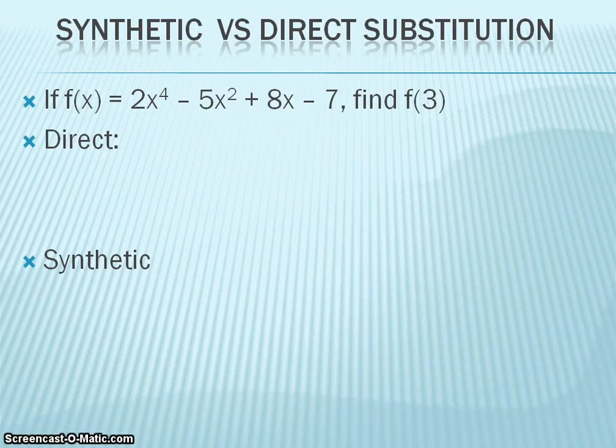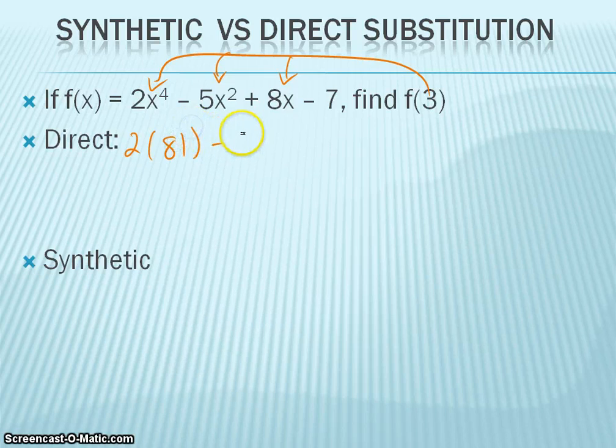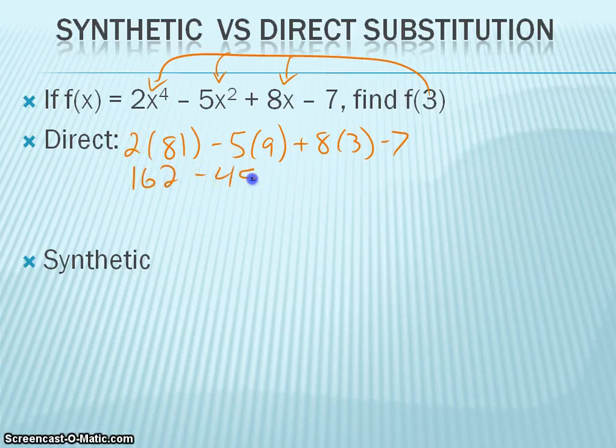So let's take a look at synthetic versus direct substitution. So far we've pretty much just been working with direct substitution. We did that with our calculator with the store function. So if I was going to apply this directly, I would plug in that 3 everywhere I see x. So I would have 2 times 3 to the 4th is 81, minus 5 times 9, plus 8 times 3, minus 7. So I'd have 162 minus 45 plus 24 minus 7 and get a final answer of 134.